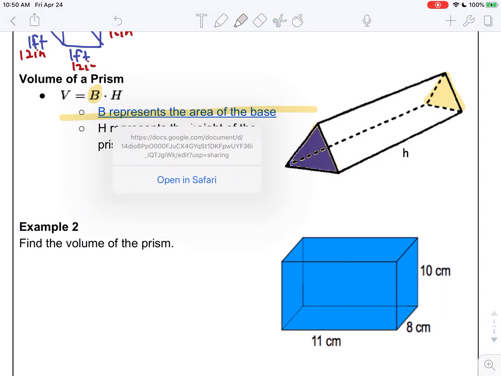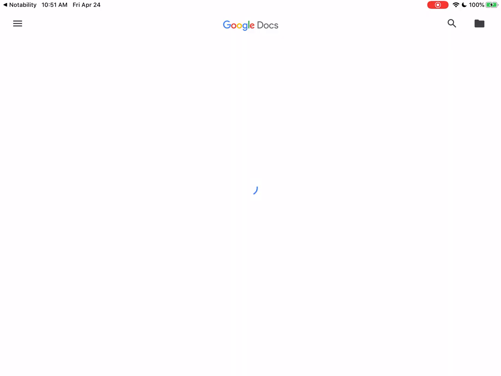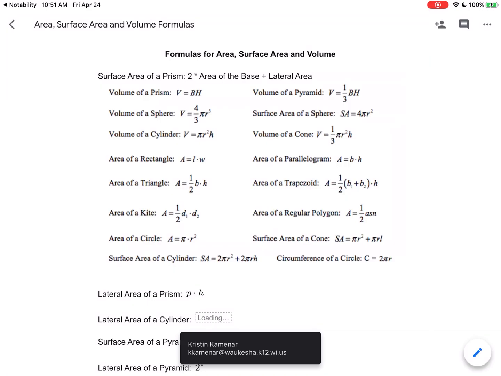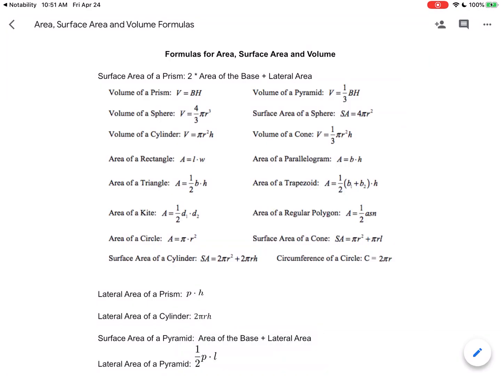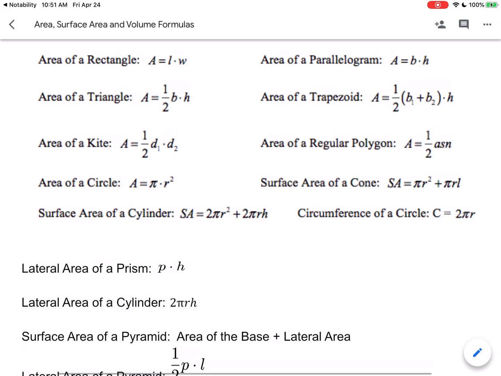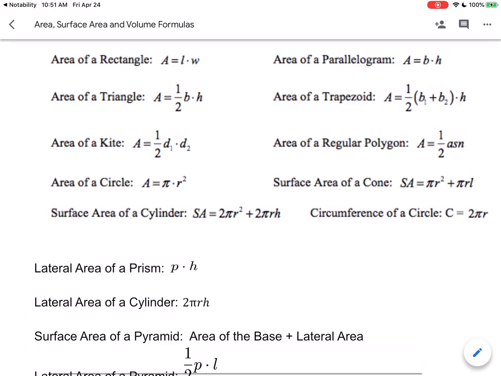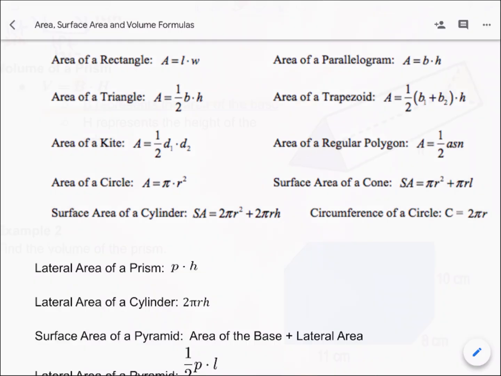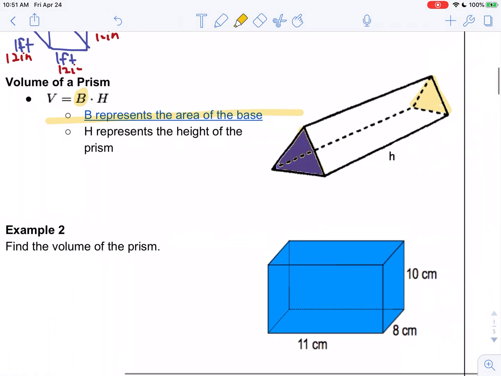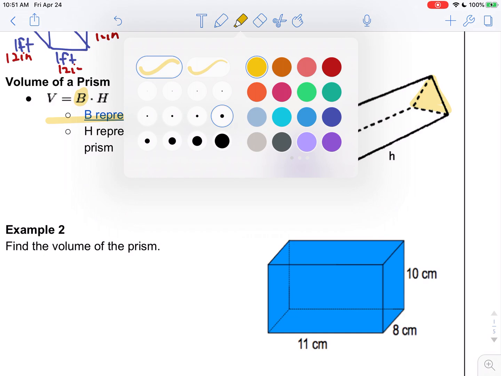And if you tap on this link here, that's going to take us over to a Google Doc that I put together that summarizes all of our volume and area formulas that we will deal with in this unit and had dealt with in last unit. So all of our area formulas, like for example the area of a triangle, that's 1/2 base times height, that would be plugged in for big B. Big H represents the height of the prism.